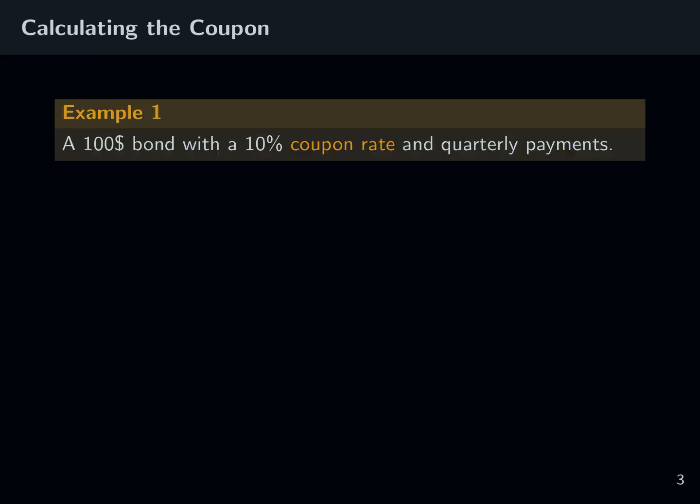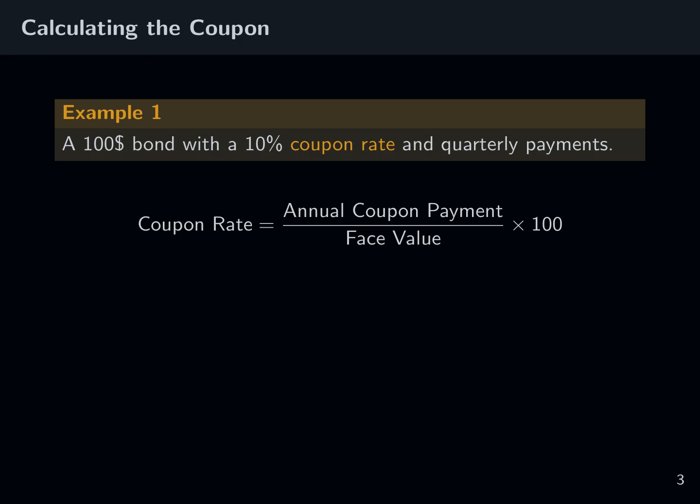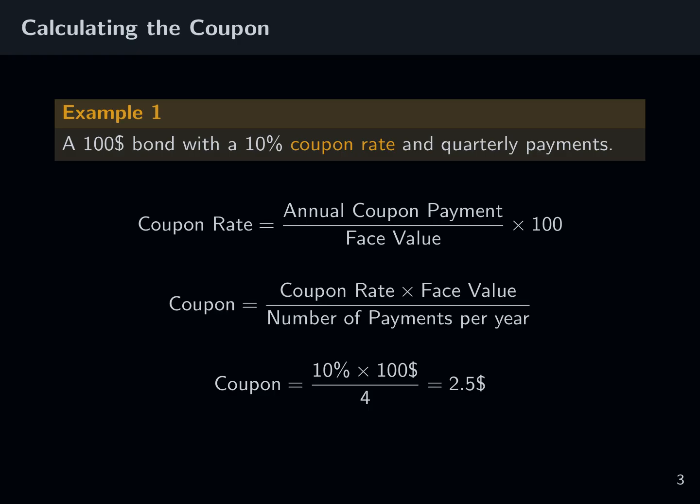Suppose we have a $100 bond with a 10% coupon rate and the bond pays interest quarterly. The coupon rate is defined as the annual coupon payment divided by the face value, multiplied by 100 to express it as a percentage. To find the actual coupon payment, we use the formula. Coupon equals the coupon rate multiplied by the face value divided by the number of payments per year. Plugging in the values, 10% of $100 divided by 4 quarterly payments, we get $250. This means the bondholder will receive $250 every quarter.